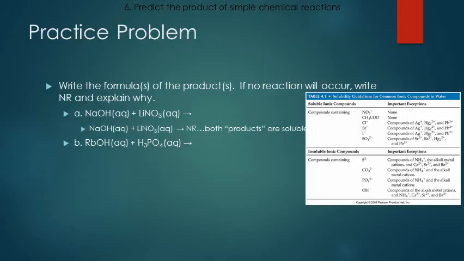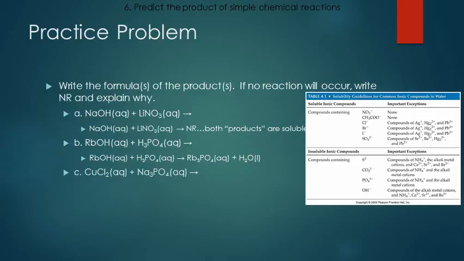Next practice, rubidium hydroxide with phosphoric acid. Here your products would be rubidium phosphate, which is in fact soluble. Phosphates are generally insoluble, however, just like in the last problem, alkali metal cations is listed as an exception, so that would be aqueous. The reason this reaction does occur is because of the water that gets formed. Notice we have a hydrogen ion combining with a hydroxide, so this is another example of one of those water-forming reactions.